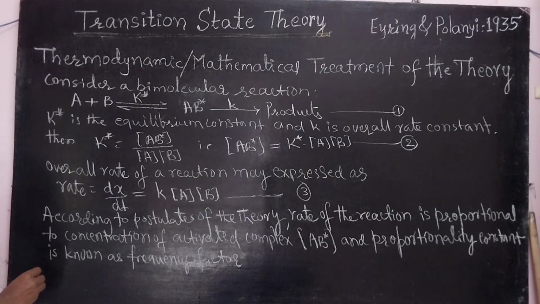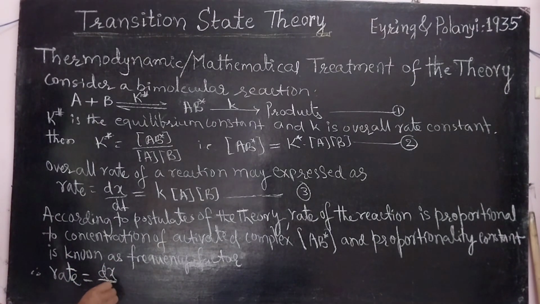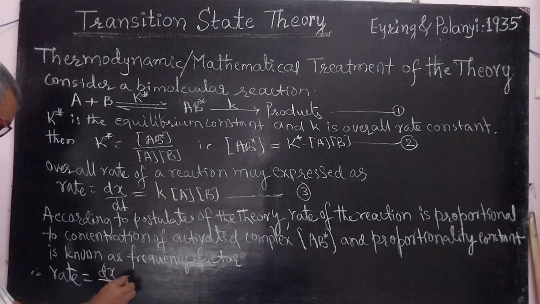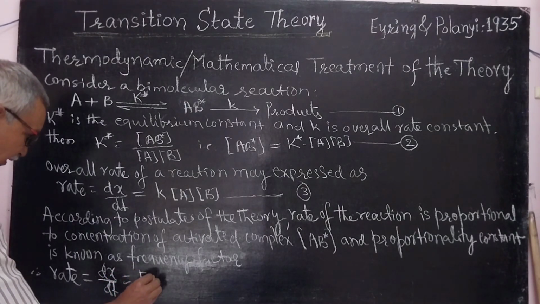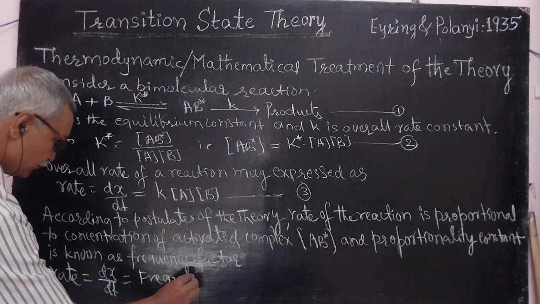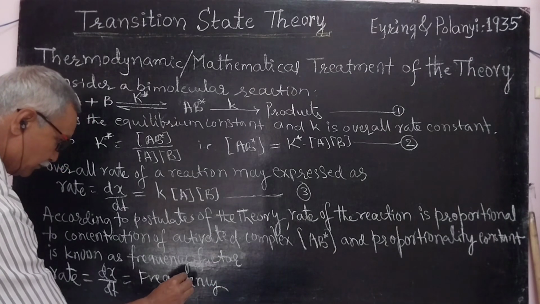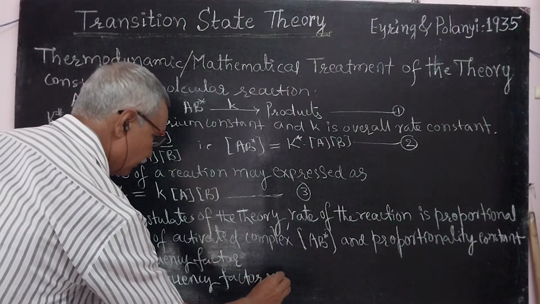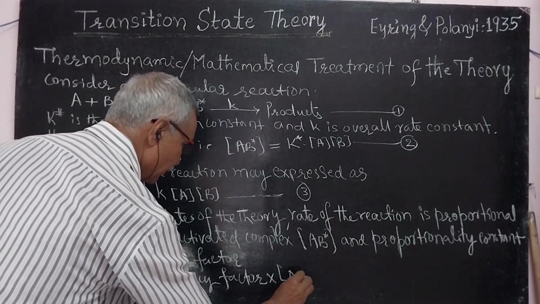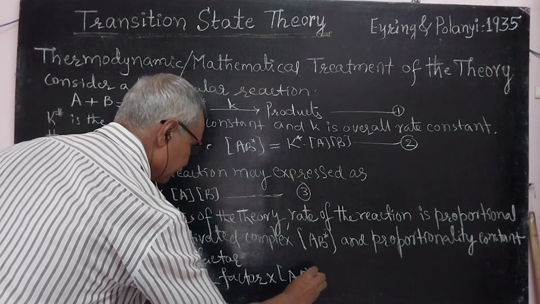Therefore, rate, dx by dt, is equal to frequency factor into the concentration of activated complex.